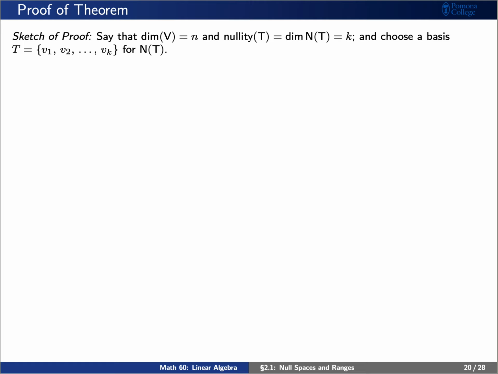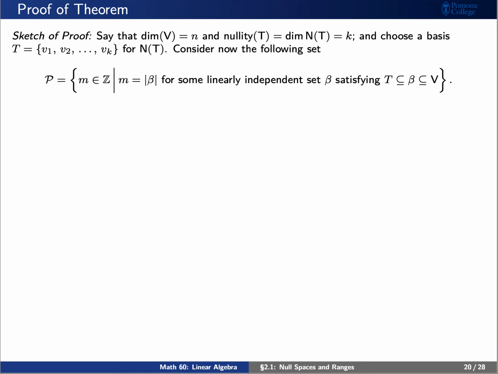Let's sketch through the proof of this result. Say for the moment that our domain is a vector space of dimension n, and our nullity, that is the dimension of the null space, is equal to k. Since the null space has dimension k, let's choose a basis T for this space. It'll have k elements.